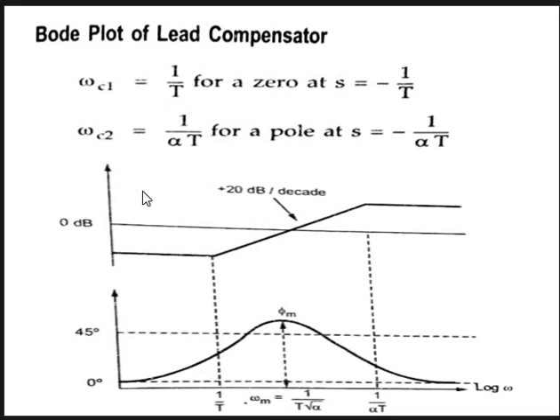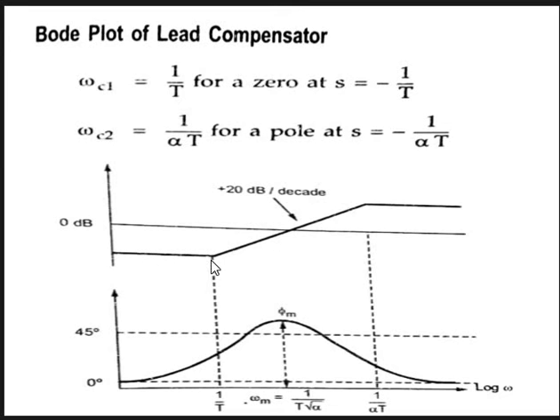If you want to draw the Bode plot for a simple single pole and single zero other than the origin, initially we can find the corner frequencies omega c1 and omega c2. So omega c1 is the corner frequency for the zero, omega c2 is the corner frequency for the pole. Based on this information, Bode plots are drawn. The Bode plot is like this.